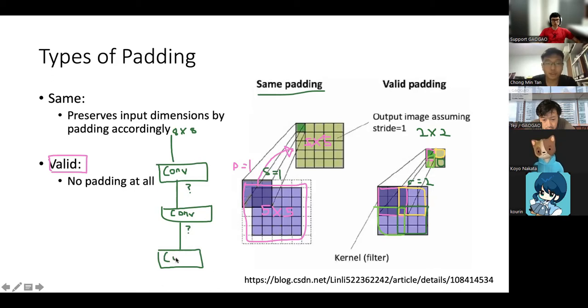I'll just continue drawing this diagram. Yeah. So maybe then we have the output here. Can you see my drawings, by the way? Yep. Okay, so maybe we just ask, why do you think there's a need for same padding if we have very deep networks?